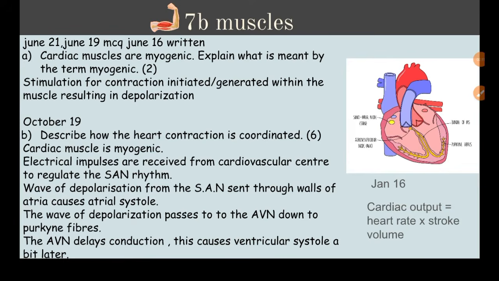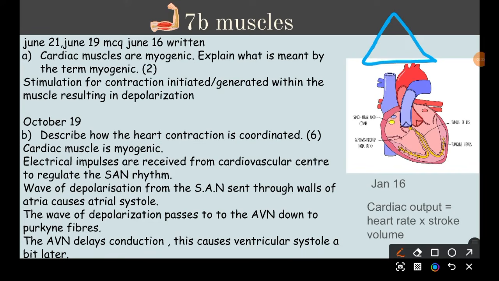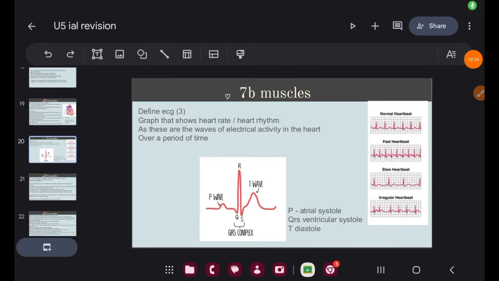If it asks you to calculate the cardiac output and it gives you the heart rate and stroke volume, you just multiply them. And you can use a triangle if it asks you for anything else. So cardiac output would be up top, and then we have the heart rate times the stroke volume right here.